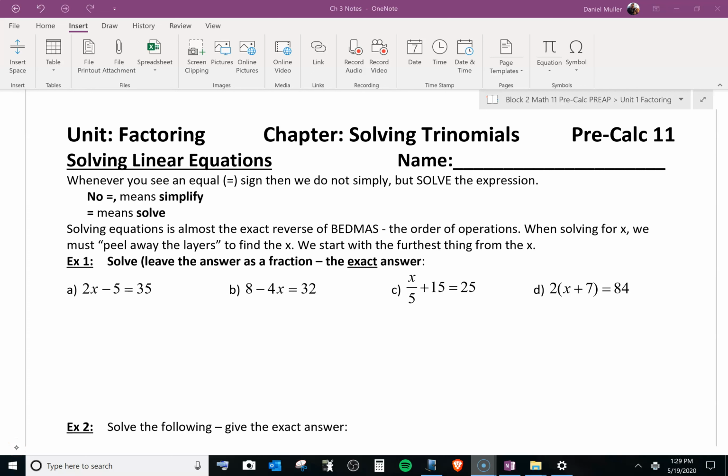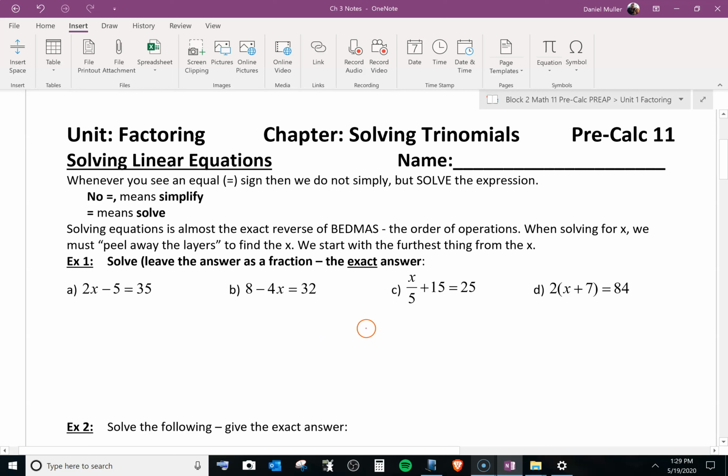Solving trinomials. This is the extension of what we have just been doing when we were factoring. If you cannot do the previous couple chapters, you're going to have a lot of difficulty with this because this requires you to do that stuff first and then adds to it, because you're going to be solving.